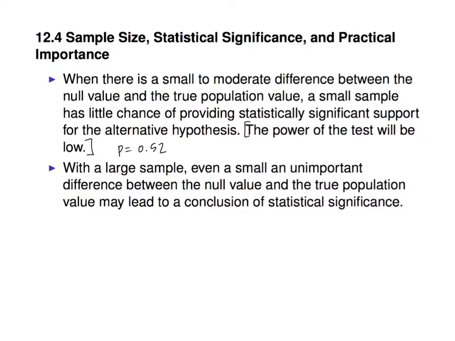Okay. With a large sample, even a small and unimportant difference might lead to a conclusion of statistical significance. I think I had an example of eating cookies, that if you eat cookies, then your chances of cancer double. But your baseline risk of cancer was really small, and doubling was not a big deal. There was a study recently done about processed meats and cancer.